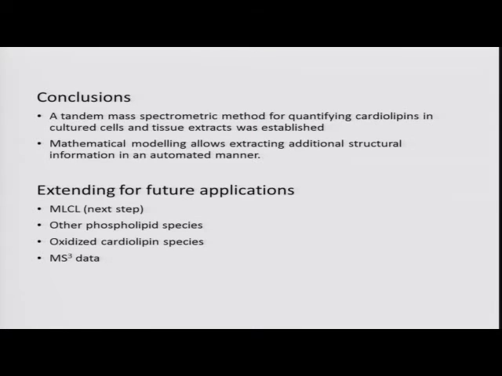So to conclude, I was able to establish a mass spectrometric method to quantify cardiolipins and to mathematically model the structural variability in these samples. From this basic method, we now want to extend it for monolysocardiolipins, and also for other phospholipids, because it's readily extendable. Also for oxidized lipid species, we had a nice discussion yesterday about looking into that. And importantly, we can also do this for fragments of the fragments, as long as you know the fragmentation path.